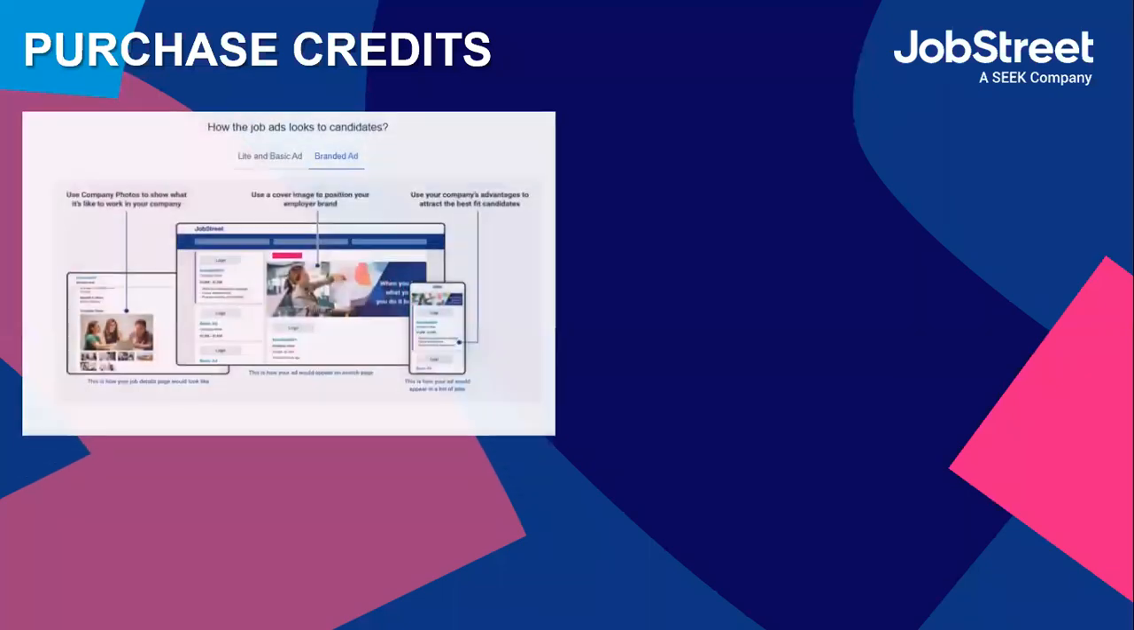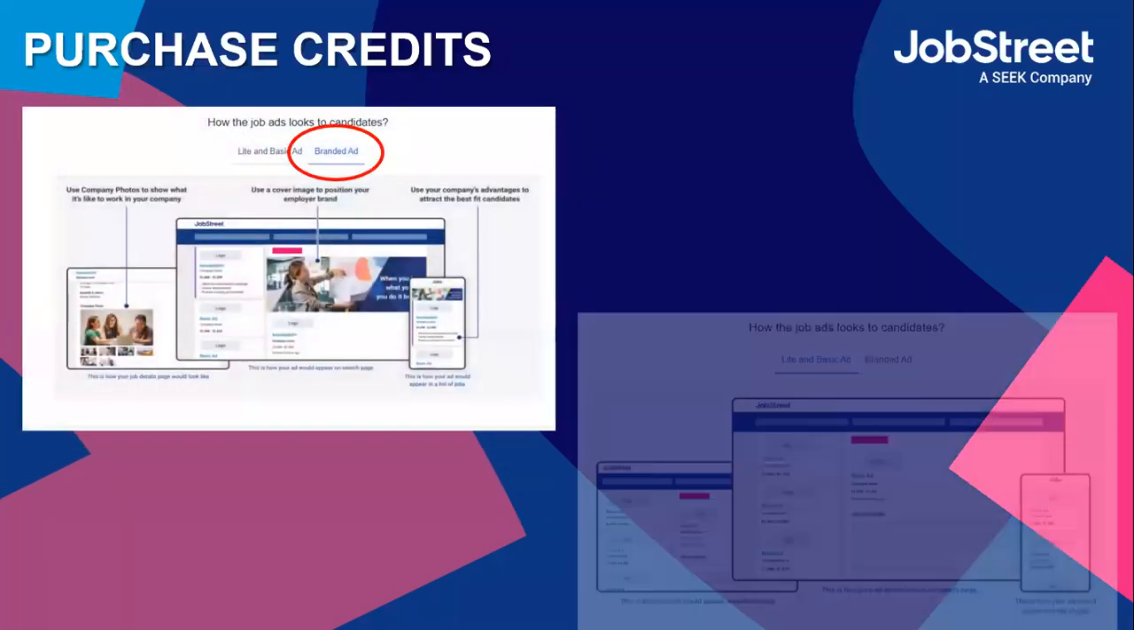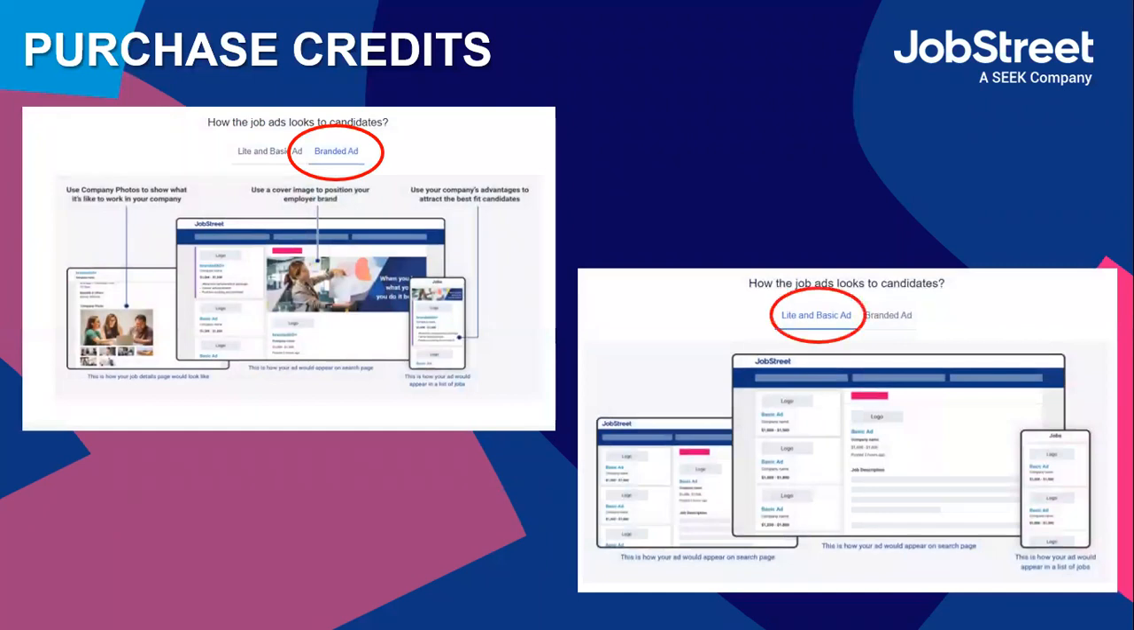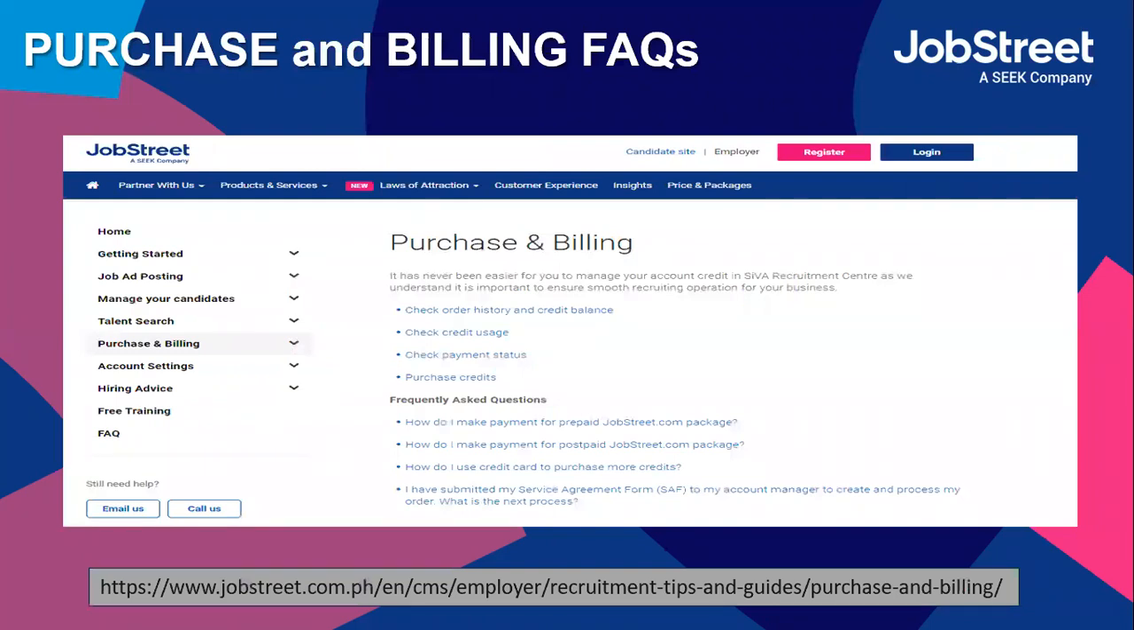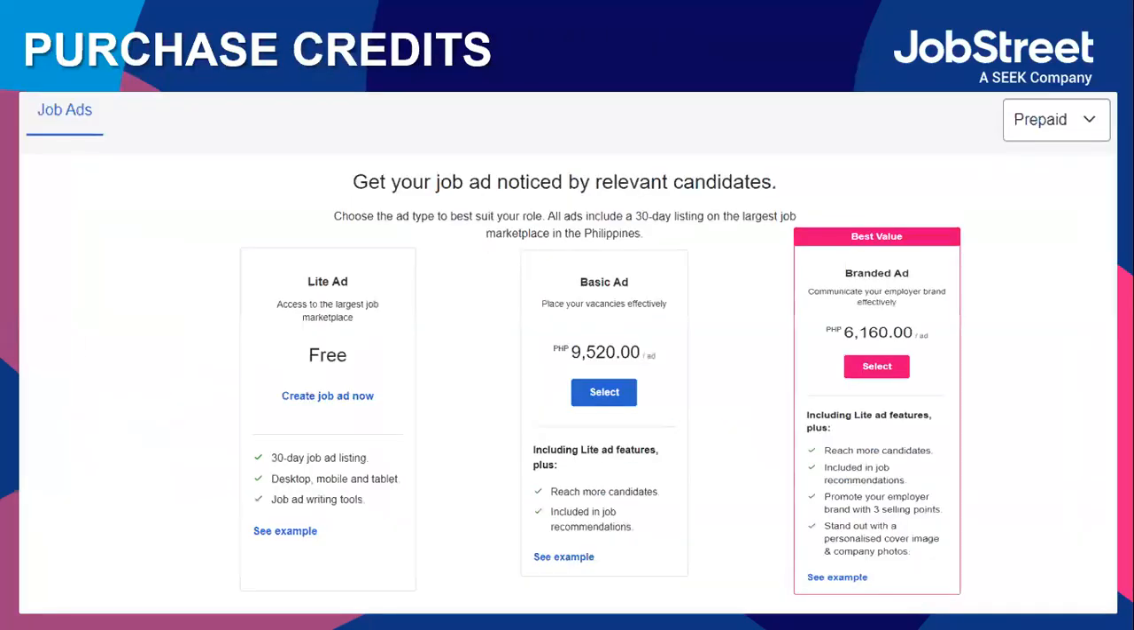To help you decide which type of credit you need to purchase, you will be given samples of how different credit types look on the website and mobile app. You may visit our purchase and billing FAQs on our Help Center for further details. Once you have decided which credit type to purchase, you may scroll up, then click Select on the chosen product.